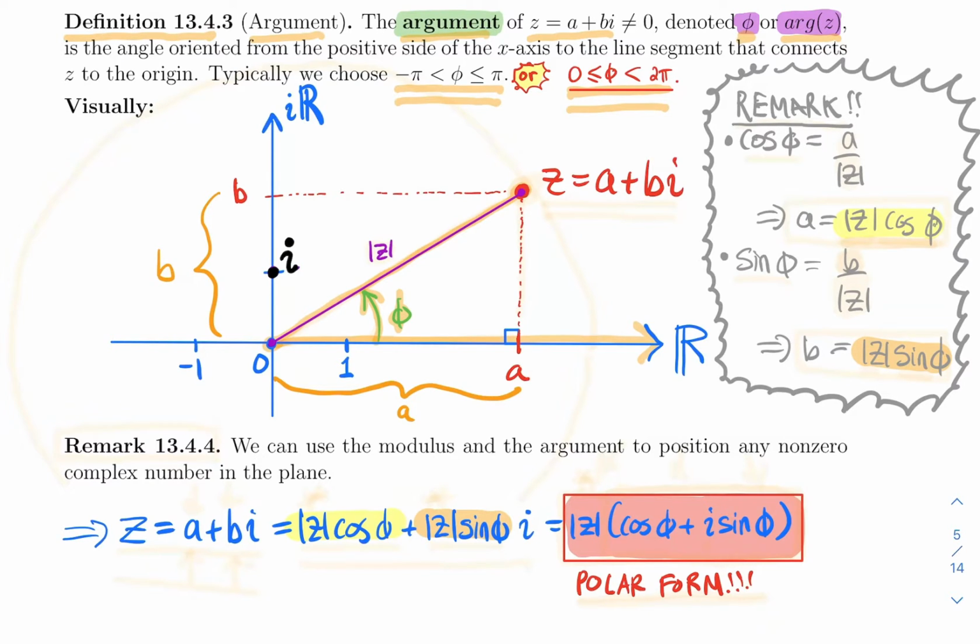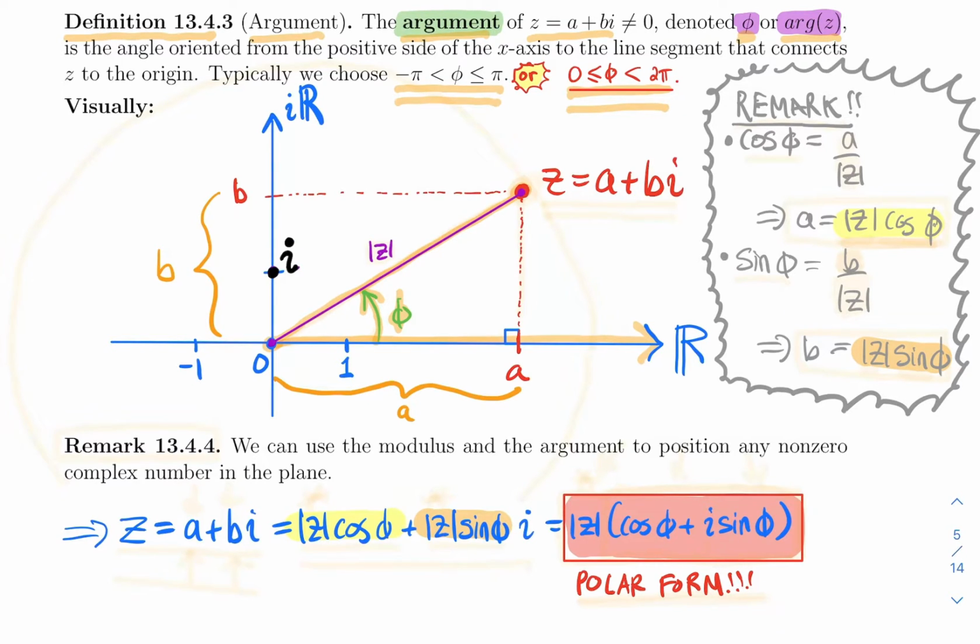Anyway, this is based on geometry of right triangles that you should be fairly familiar with. And now here, and this is the most important part, you can use the absolute value of a complex number and its argument to rewrite that complex number in polar form.